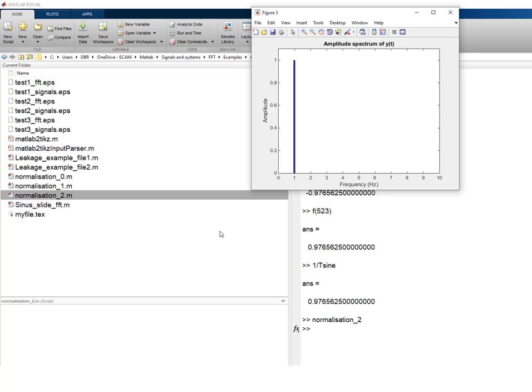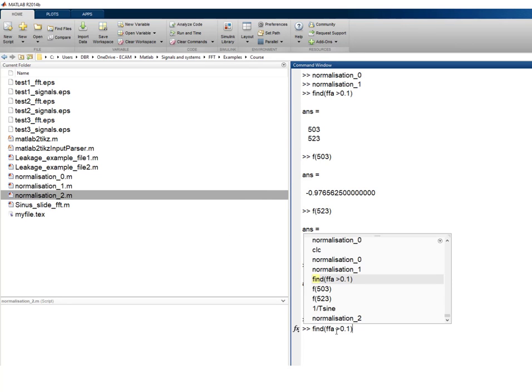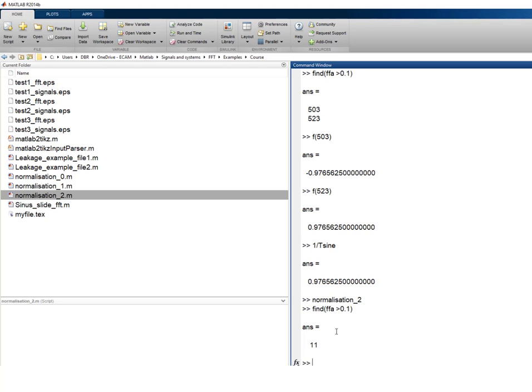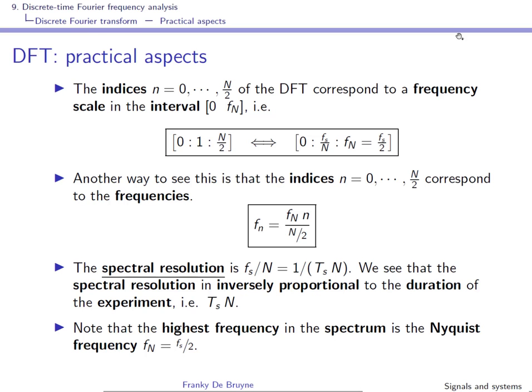We can now look at this spectrum over here, with only positive frequencies. Again, we can find the frequencies where the amplitude spectrum is larger than 0.1, so there is only 1, and of course it corresponds to the same frequency. So in summary, we consider the indices from 0 to N over 2. This is what you see over here.